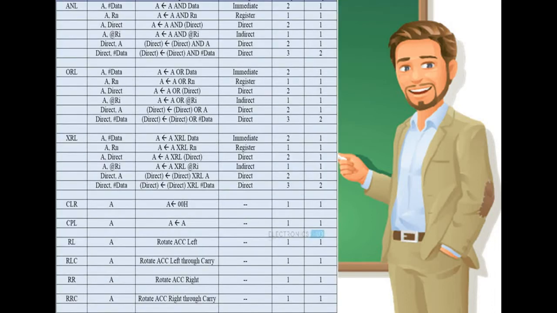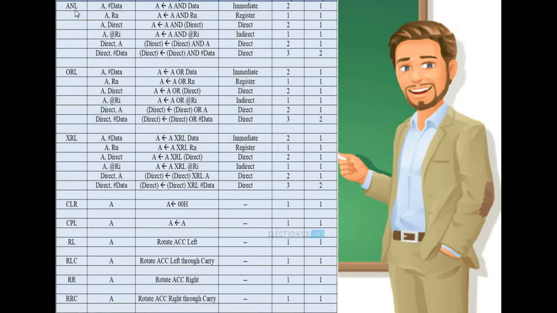Coming to the next one, logical operations. AND logic, OR logic, XOR logic, clear logic, complement logic, rotate logic, rotate left through carry, rotate right, rotate right through carry, and swap.